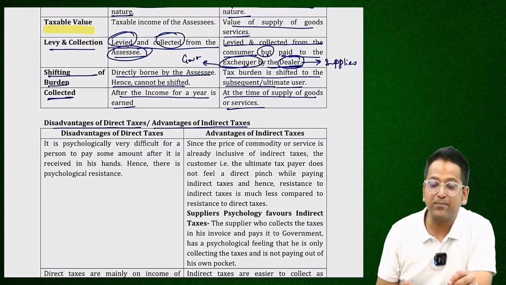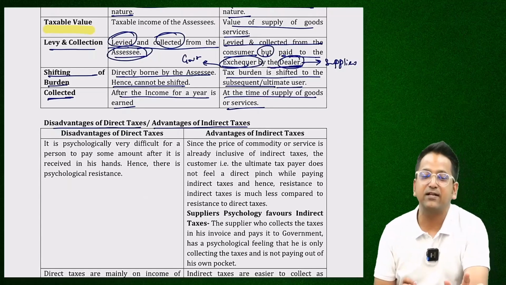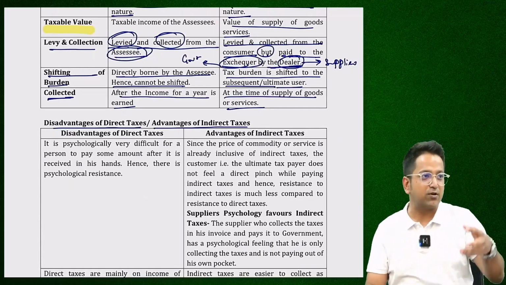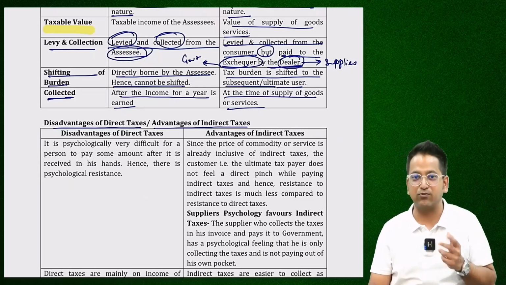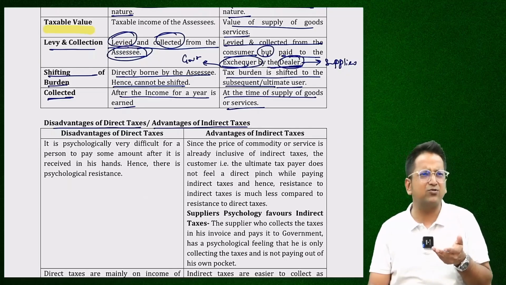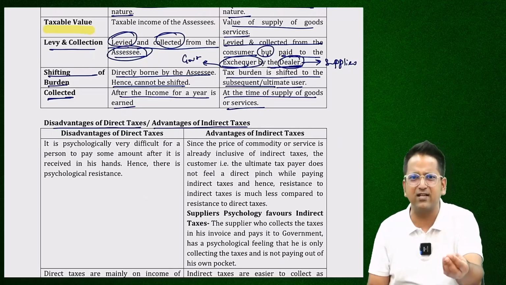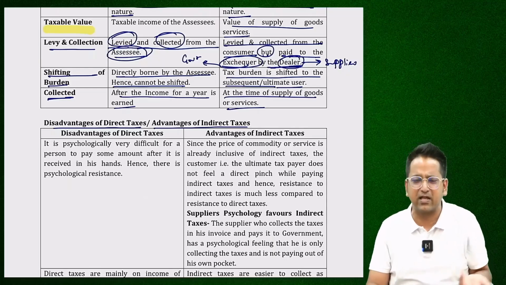The first issue is psychological. Paying direct taxes feels painful because you've earned the money and now you are required to hand over a portion to the government. It will be painful. With indirect taxes, we don't pay taxes separately. We pay them along with the goods and services. We don't even realize when we pay them.